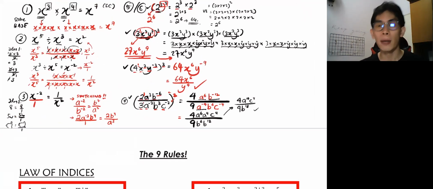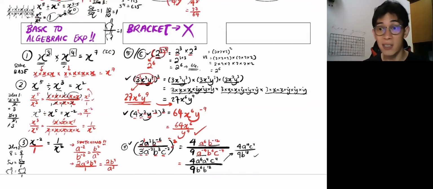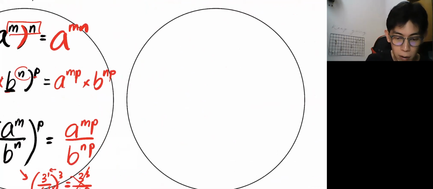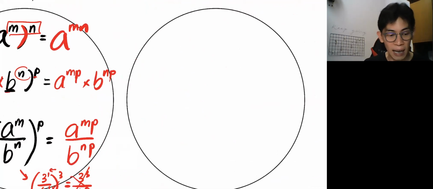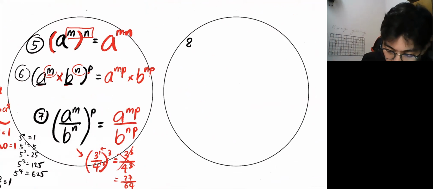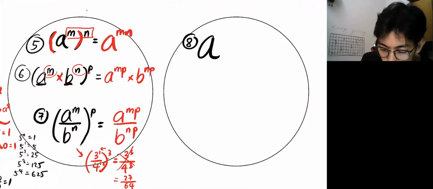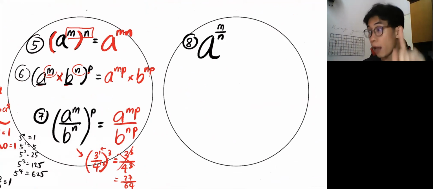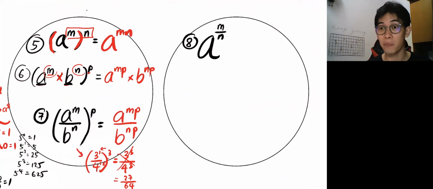Now, everyone, I'm going to move to the third ball. Let's try the third ball. Sorry, students, I'm going to extend it because I want to make sure everybody gets to benefit from this. If you are rushing, like what I mentioned, can you watch the YouTube video again? So number 8, a power of m over n. m over n, everyone.